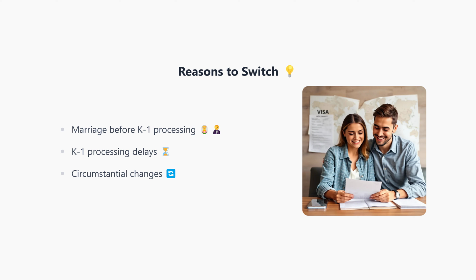Let's explore the reasons why you might want to switch from a K-1 visa to an I-130 petition. One common reason is if the couple marries before the K-1 visa is processed and approved. In such cases, they must switch to the I-130 route. Another reason could be significant delays in K-1 processing, making the I-130 petition a faster alternative. Lastly, unexpected circumstantial changes might make the K-1 visa less suitable for your needs and prompt a switch to I-130.